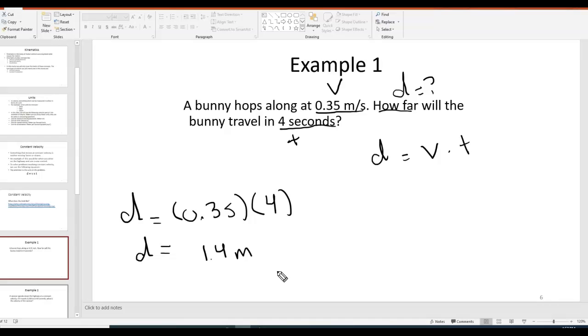By the way, when you're doing problems and assignments in Canvas, you don't have to put the unit, you just have to put the number. Or technically, the unit should be the meter. So 1.4 meters is the answer for example 1. Okay, so let's go on to example 2. Pause it there if you need to.